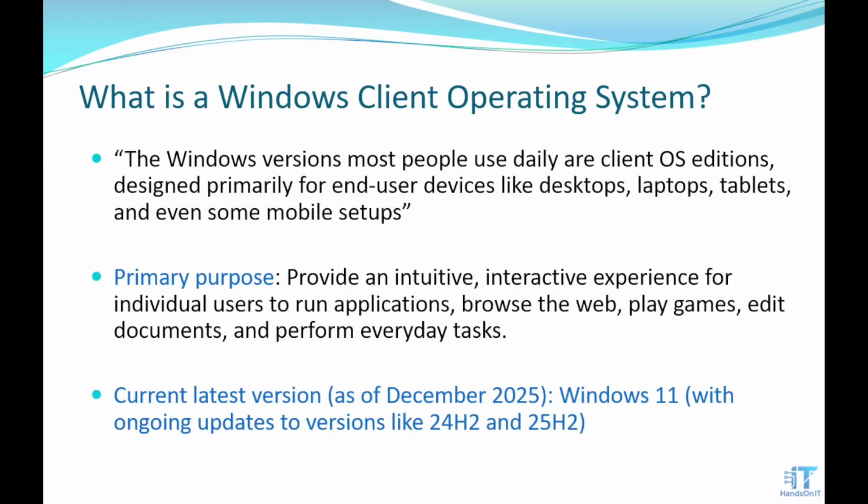What is the Windows client operating system? It is designed primarily for end users, like desktops, laptops, tablets, and even some mobiles. The primary purpose of a client operating system is for individual users to run their applications, browse websites, play games, edit documents, and perform everyday activities. The current client version is the Windows 11 operating system.